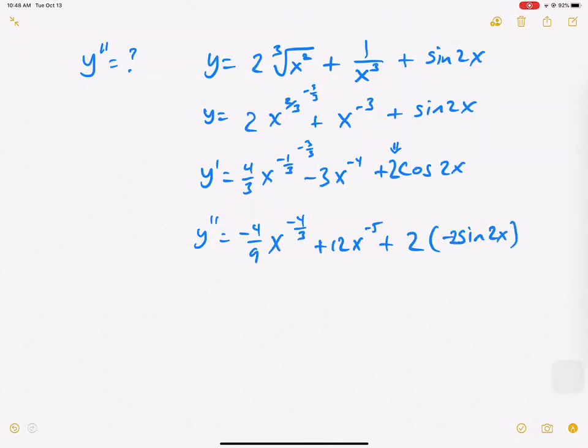Simplifying the problem, y double prime is equal to negative, you don't have to rewrite it this way, but I want to just rewrite it, negative 4 over 9, the cube root of x to the 4th, plus 12 over x to the 5th plus, sorry, not plus now, it's going to be a minus 4 sine of 2x.